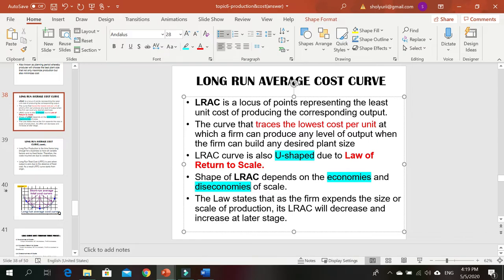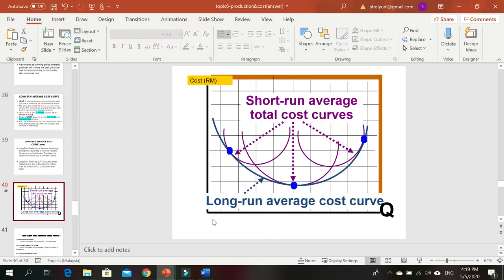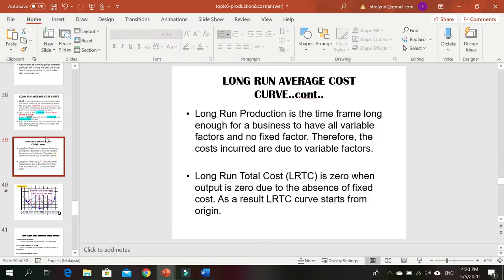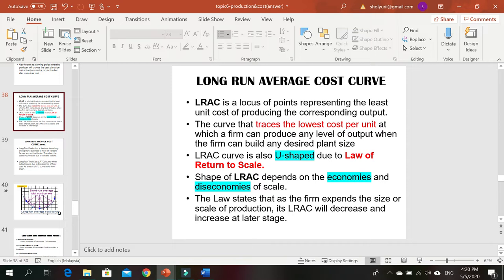So these 2 things state, the law states that as the firm expands the size or the scale of production, from zero it adds quantity, increasing to the right, increasing more, the cost, it says at first it will decrease. LRAC will first decrease, and later, at a later stage, it will start to increase.